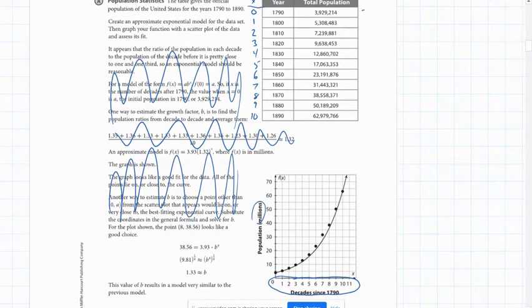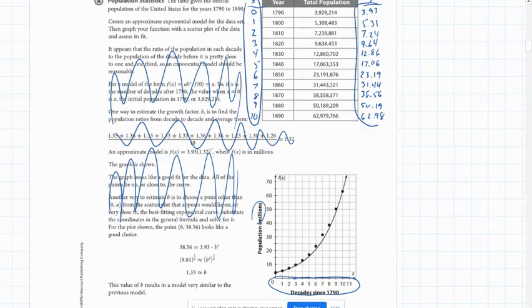And so we would call this 3.9, 5.3, 7.2, 9.6, 12, let's call it 12.86. We can actually use more decimals here, so we can call this one 3.93, 5.31, 7.24, 9.64, 17.06, 23.19, 31.44, 38.56, 50.19, and 62.98.